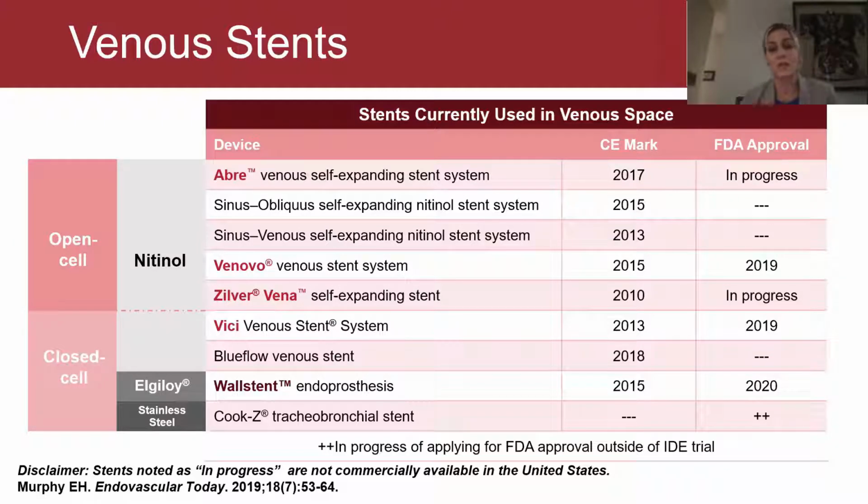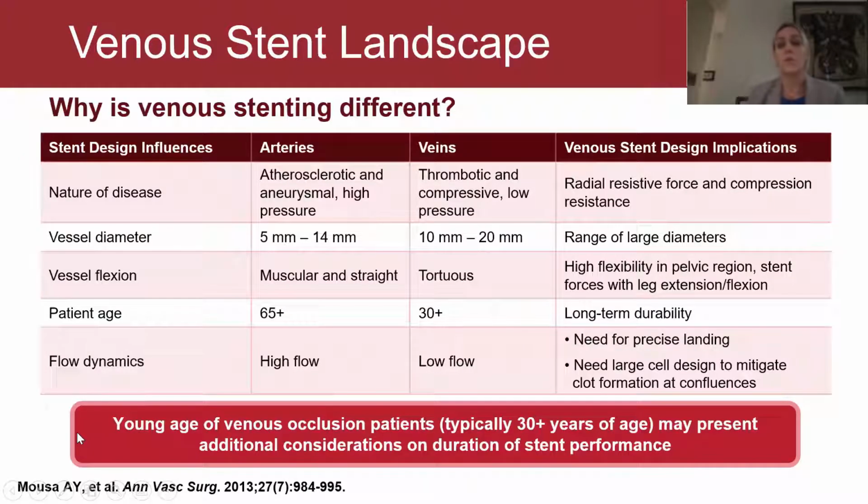The Cook Z stent similarly is a tracheobronchial stent that is currently seeking approval in the US for a venous indication. The other remaining stents here, the Sinus-Obliquus, Sinus-Venous, and the Blueflow, have CE mark in Europe with no current indication of coming to the United States. Before we talk about why nitinol is the ideal stent material, we need to know what it is that we need in a venous stent.